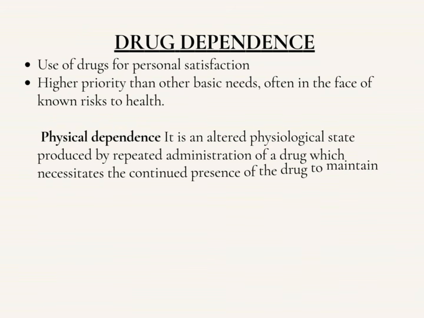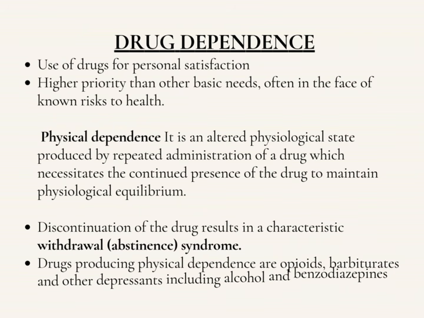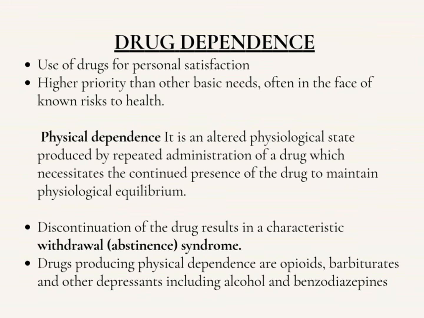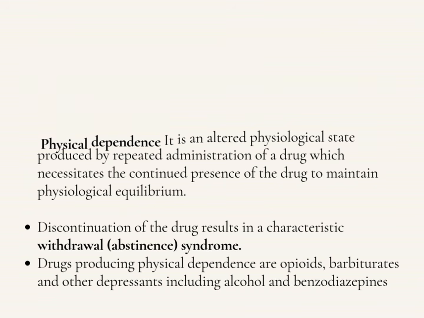Now let's discuss drug dependence. Drug dependence is the condition in which a person continues using a medicine because the body has adapted to its presence. There are 2 important types: physical dependence and psychological dependence. Physical dependence, where stopping the drug causes withdrawal symptoms. Psychological dependence, where the patient feels an emotional need to continue taking the drug. Examples: opioids, barbiturates, benzodiazepines, and alcohol.